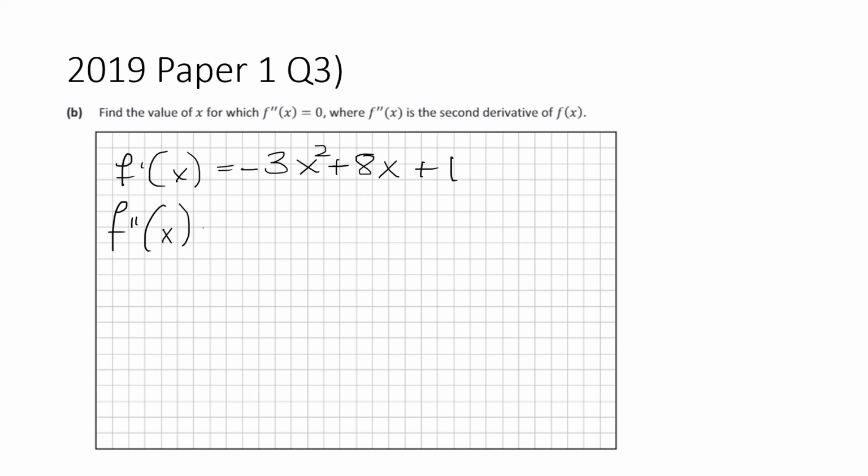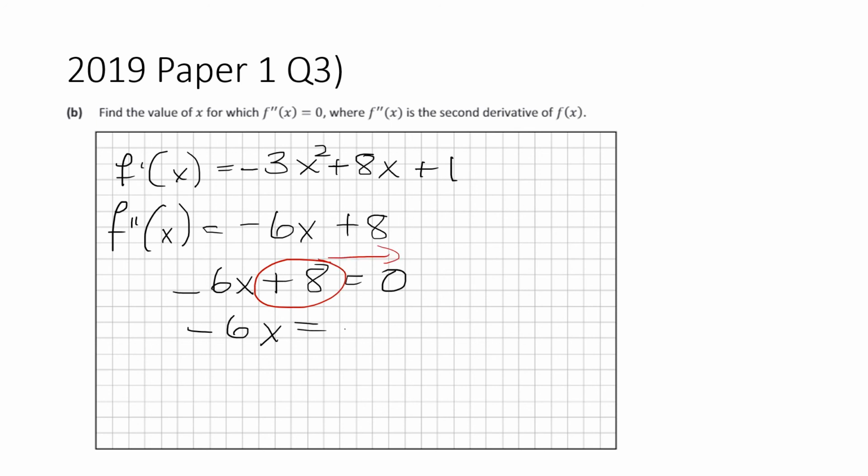The second derivative then, doing it the second time, so you do 2 times 3 here, which is minus 6x, and then plus 8x becomes plus 8, and plus 1 becomes 0. So then it's asking to find the value of x, so always make it equal to 0 unless told otherwise. So we're making it equal to 0, so we have minus 6x plus 8 equals 0, bring your plus 8 across, becomes minus 8, and then just divide minus 8 by minus 6, and that gives you a value there of 4/3. So that gives you 5 marks for that part there.